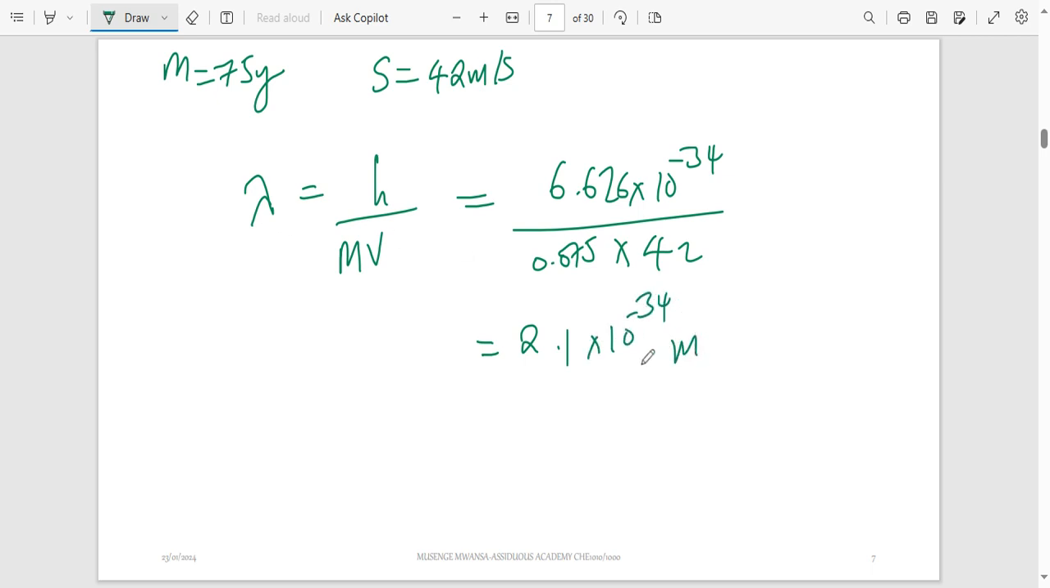Wavelength is in meters. Please, every time they give you a unit that is not an SI unit, make sure that you convert to the right unit. So this is how you deal with the de Broglie wavelength.